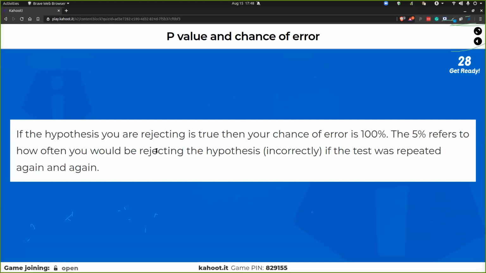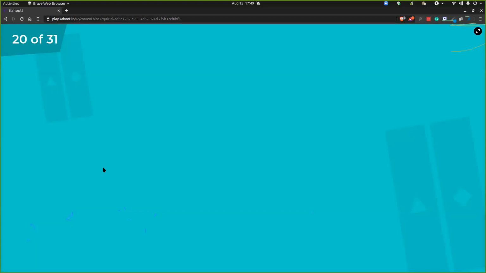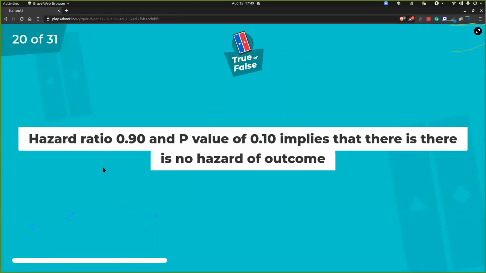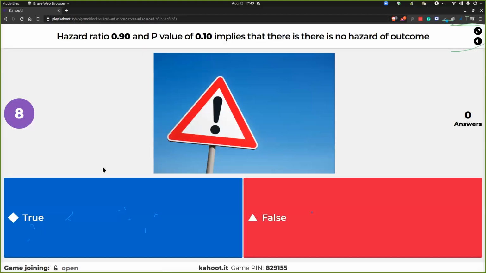So if the hypothesis that you are rejecting is true, then your chance of error is actually 100%. This is very important. The 5% basically refers to how often you would be rejecting the hypothesis incorrectly if this test was repeated again and again. This is the very important statement. Even I was under this misconception before I went through this presentation and read up the American Statistical Association's guidance on p-value. You should take a very close look at that manuscript. There's a very interesting section in that. The next question: hazard ratio 0.9, p-value of 0.1 implies there is no hazard of outcome.